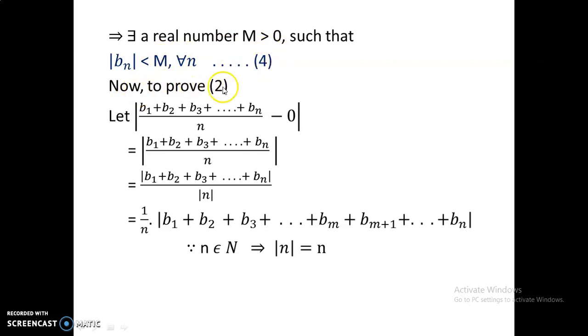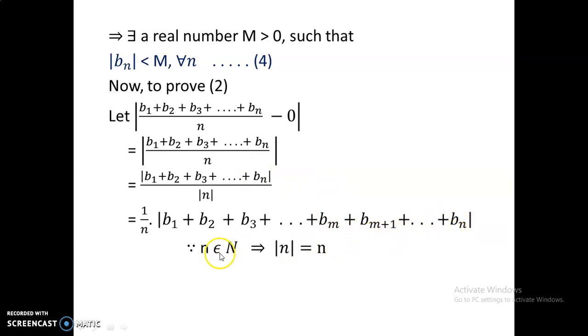Now to prove that (B1 + B2 + ... + Bn)/n approaches 0, let us take the modulus of (B1 + B2 + B3 + ... + Bn)/n - 0. If you take the modulus of the numerator as well as the denominator, the modulus of n is n itself. So then we have taken that. All intermediate terms from b1 to bn are split as b1 to b_m and then b_(m+1) and so on up to b_n.